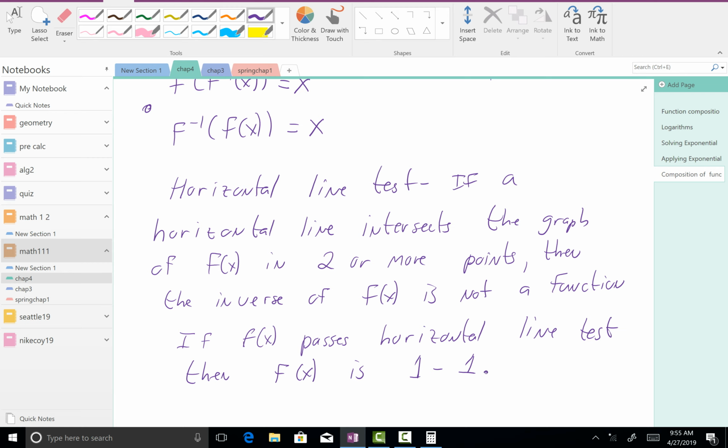Okay? It's not 1 to 1. And that's basically what the horizontal line test is checking for. Right? So those functions we call 1 to 1. Right? Nice lines. 1 to 1. Okay.